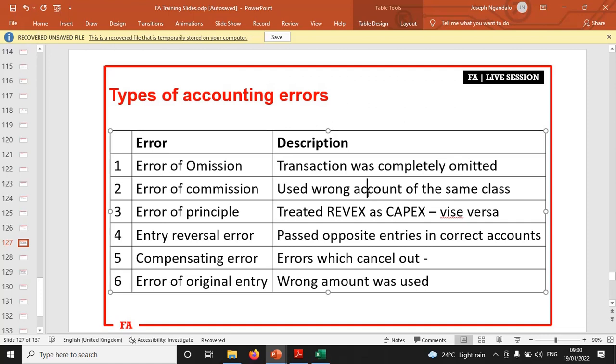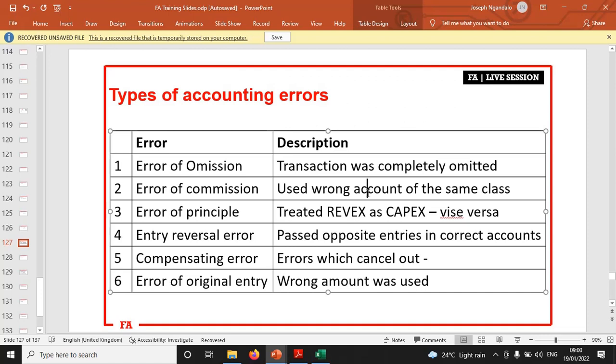Now let me say this. In a double reversal error, you have mixed the entries. Let us think about it. What is a double entry for a cash purchase? Very simple. Let's identify the accounts. Cash account and purchases, right? Yes. So now let's do the double entry. When you buy using cash, what's the double entry?